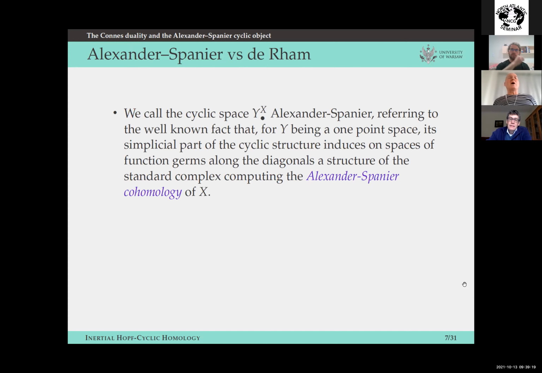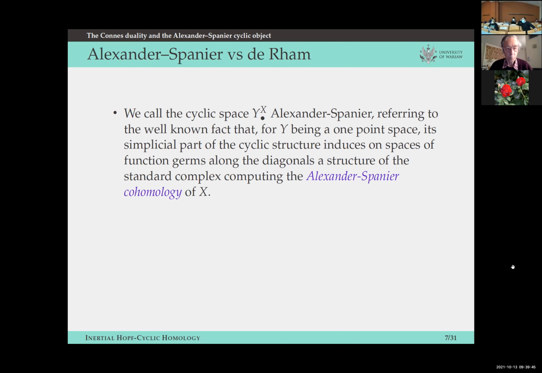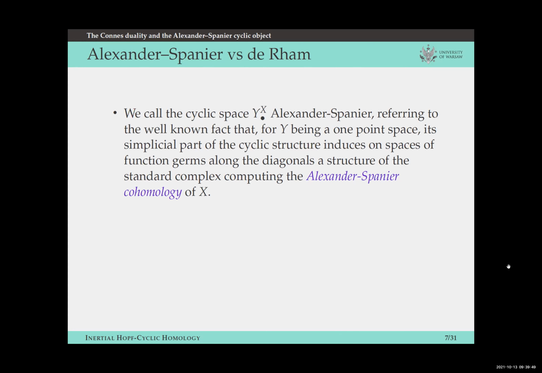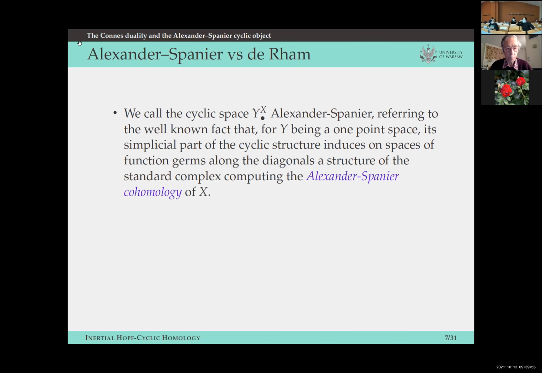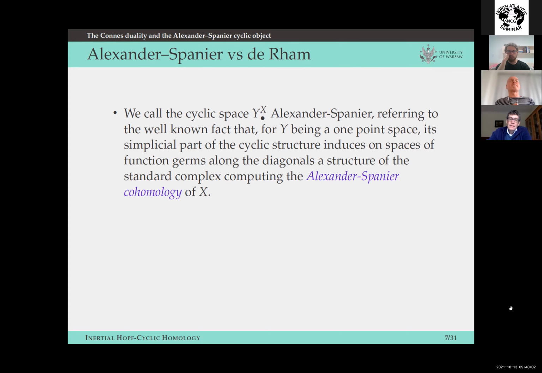Okay. Why is the first object called Alexander Spanier? We call the cyclic space Y to the power X Alexander Spanier, referring to the well-known fact that for Y being a one-point space, the simplicial part of the cyclic structure, when localized along the diagonals of these iterated fiber products, gives on the level of functions the standard complex computing the Alexander Spanier cohomology of the space X. Okay. And next page.